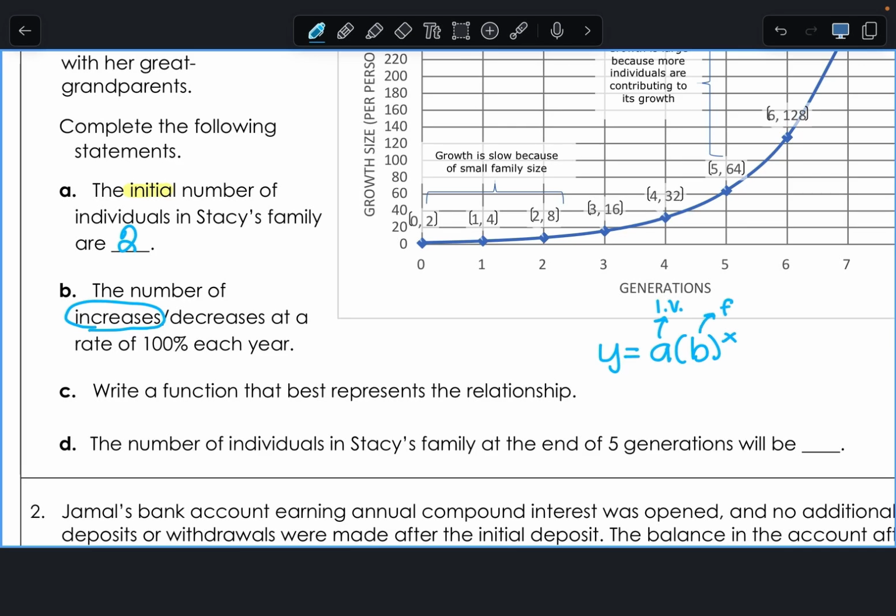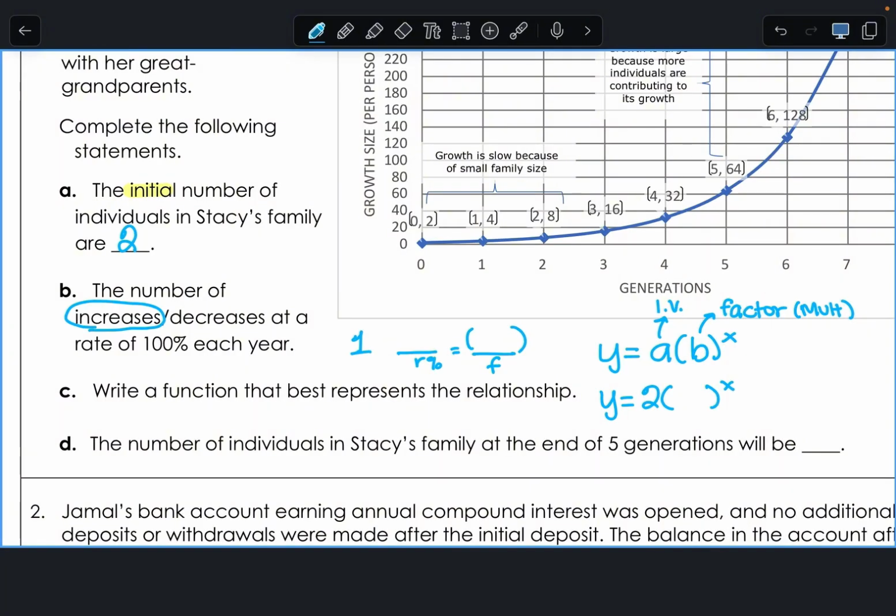B stands for the factor. How do you know what the factor is? It's what you are multiplying by. How do you find the factor? The formula is 1 plus or minus the rate, or the percent, is equal to the factor, the number that goes in the parentheses. Now, there's one number that we already have. That is A. What is A? 2.